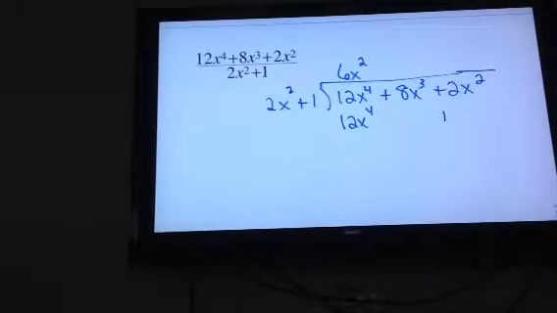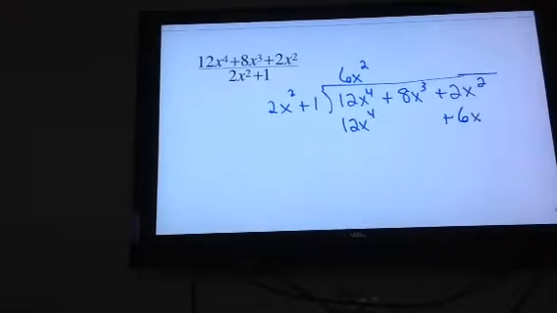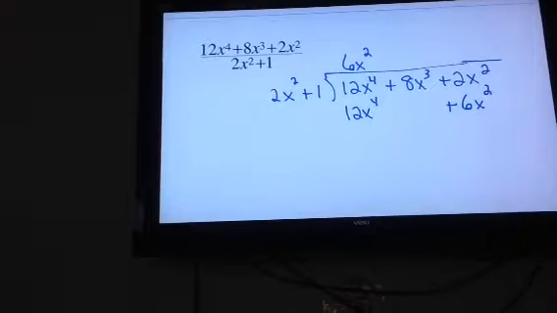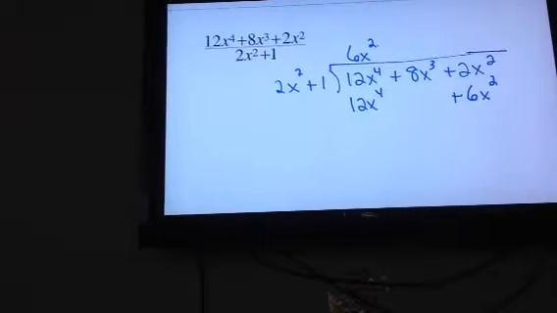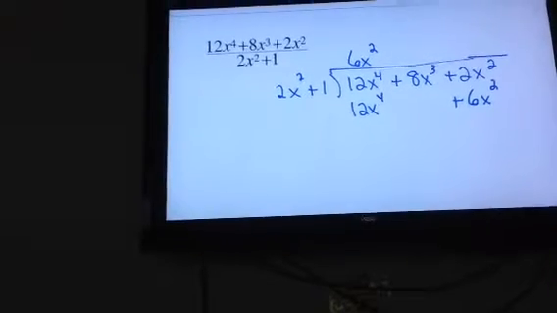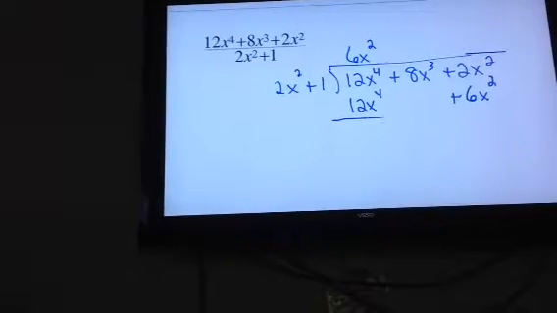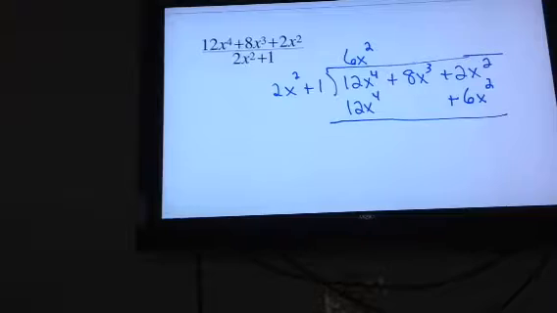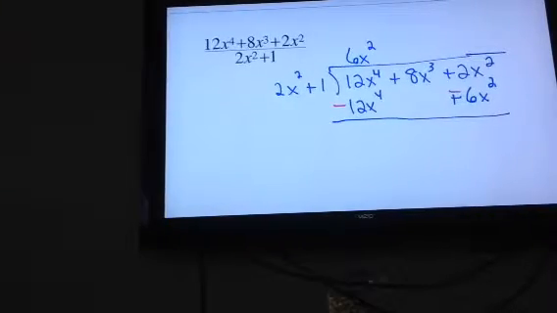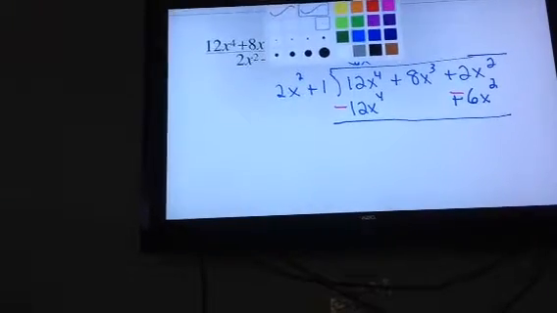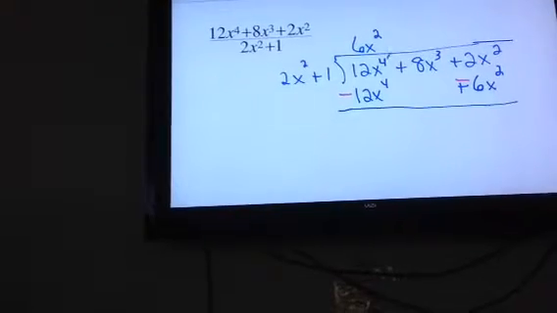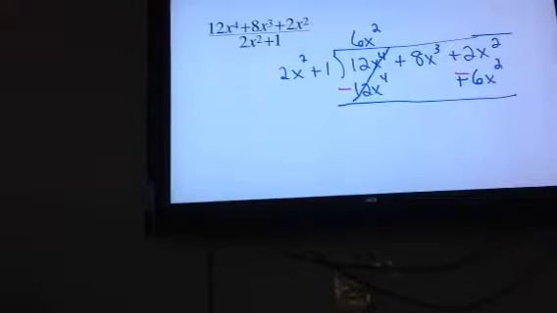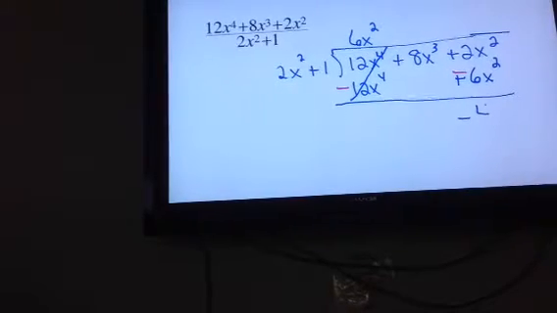Notice where I'm going to write that. I'm going to write it under the other x squared term so that they match, so I can actually add and subtract there. At this point we subtract, which means we change the signs and add. The first term cancels, as it always should. If it doesn't, you've done something wrong, and positive 2 and negative 6 give me negative 4x squared.